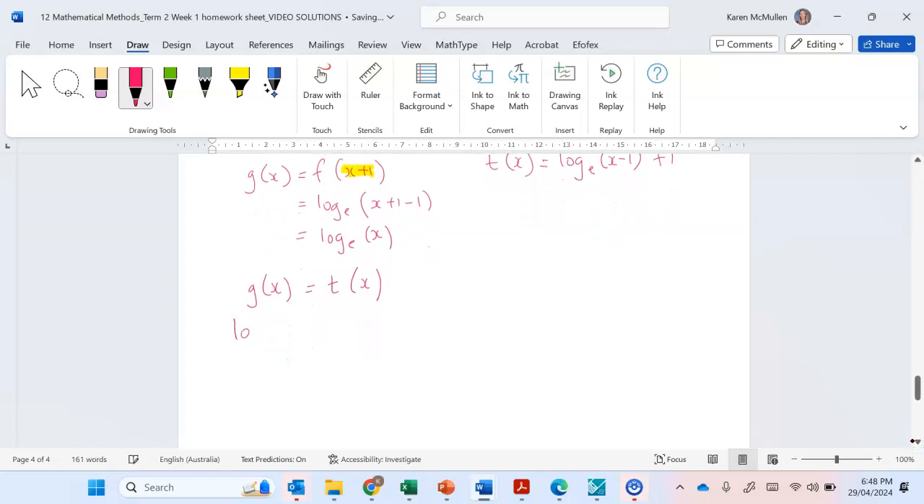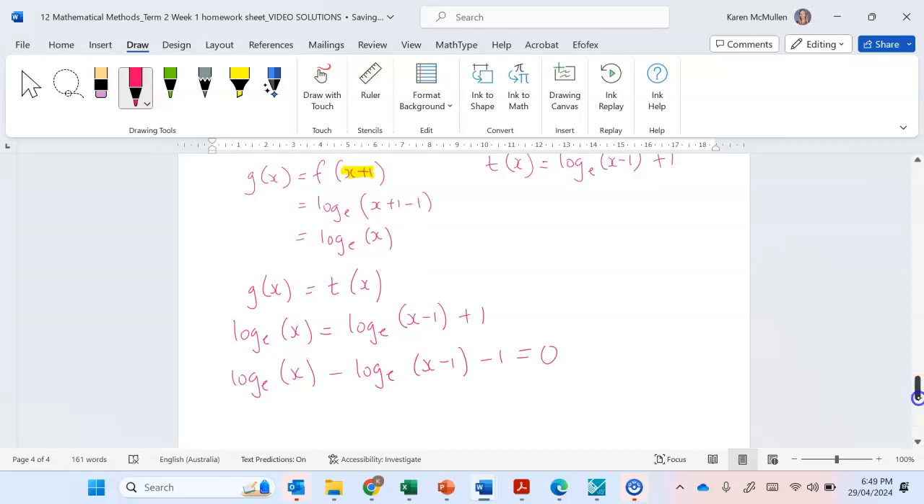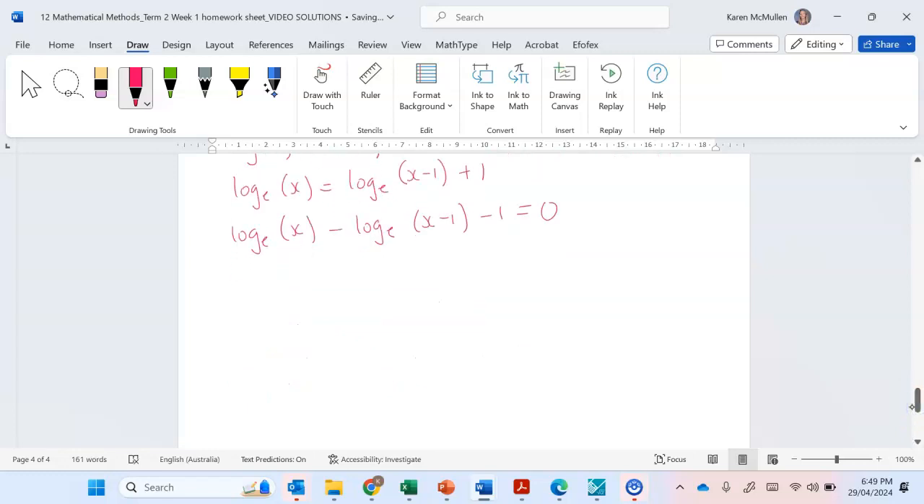So log base e of x, and t of x is log base e of x minus 1 plus 1. Let's bring everything over to one side. Doesn't matter which way you go. Everything's on one side. Okay, so bases are the same. Just wondering about that minus 1. Anyway, let's leave it for now.